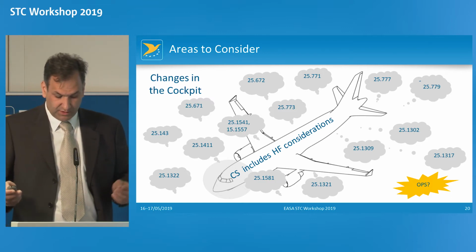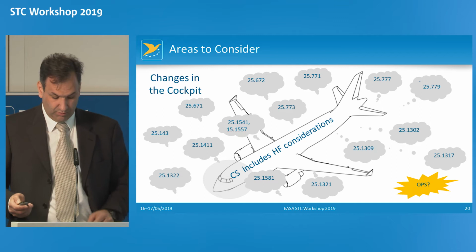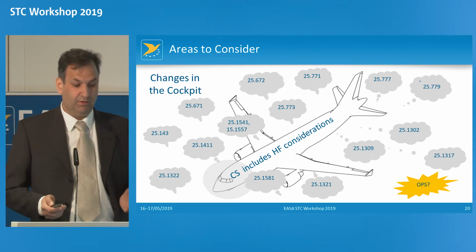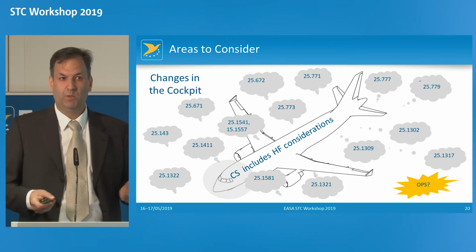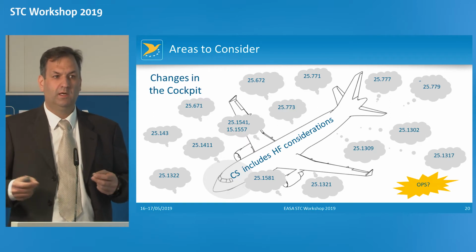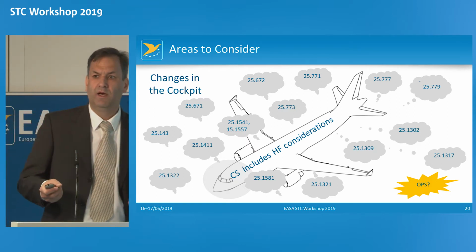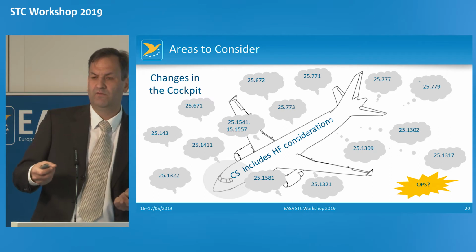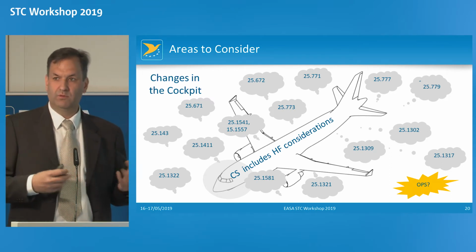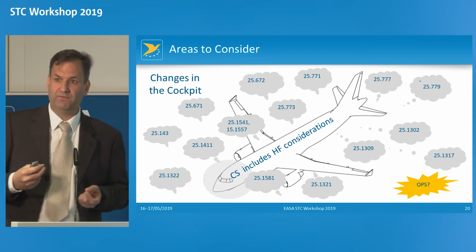You have installed systems and equipment for use by the flight crew. If it comes to 1309 system safety assessment, you will find in there that you will have to display warning information to the flight crew. It should be identified by the flight crew as warning.